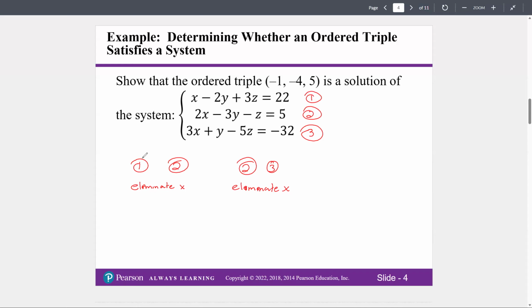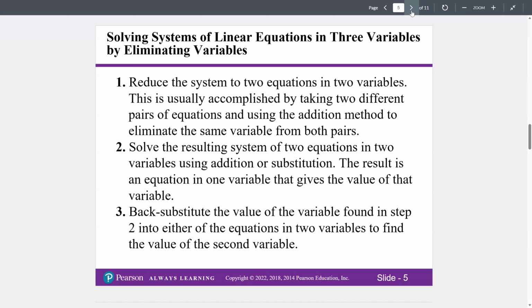So we want to put 2 different equations together, like 1 and 2, 2 and 3, or you could have had 1 and 3, just as long as we got 2 different combinations. And we want to eliminate a variable from both of them. So that is going to give me 2 equations and 2 variables.